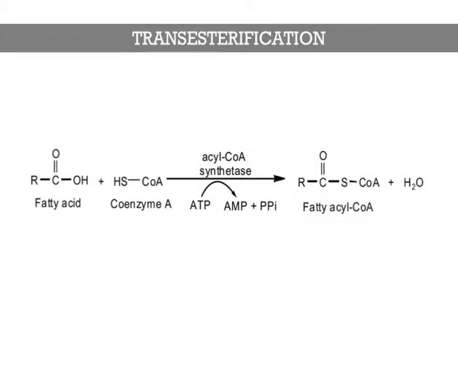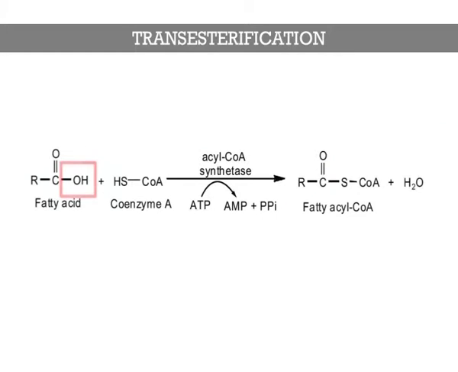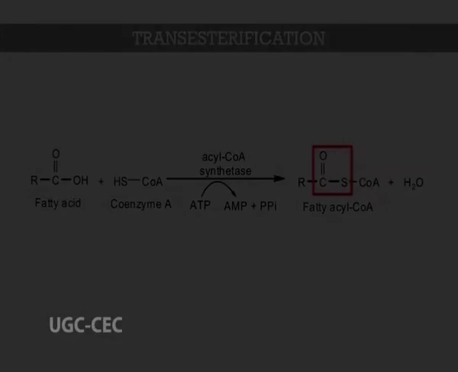So coming to the transesterification reaction. The transesterification involves bond formation by linking the OH from the carboxyl group of the fatty acid to the thiol group of coenzyme A by the ligating enzyme acyl-CoA synthesis to finally yield the fatty acyl-CoA molecule. This new bond formed is called a thioester linkage bond. The product of this transesterification is the fatty acyl-CoA ester.